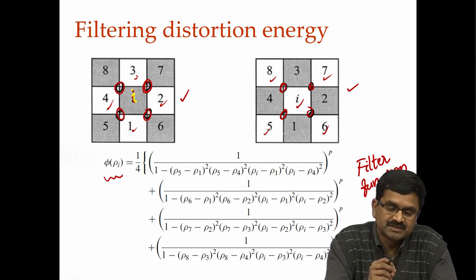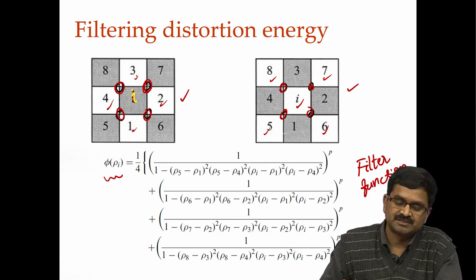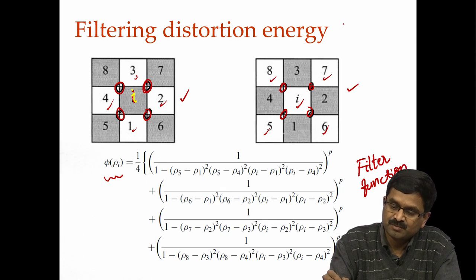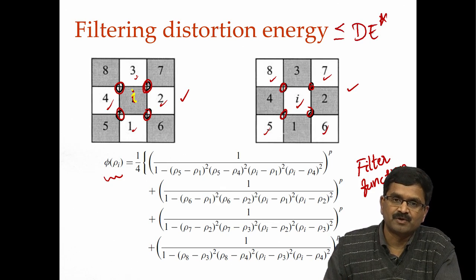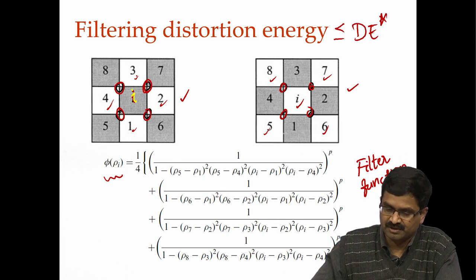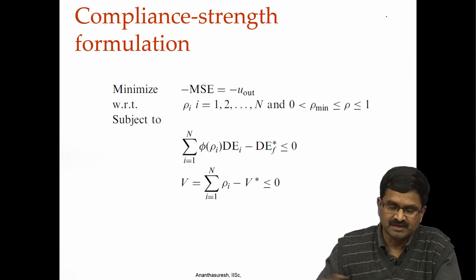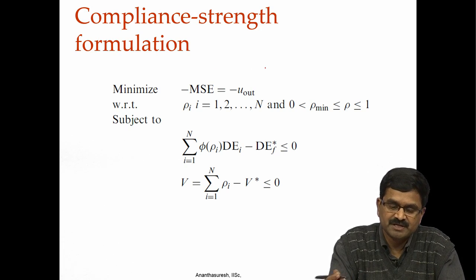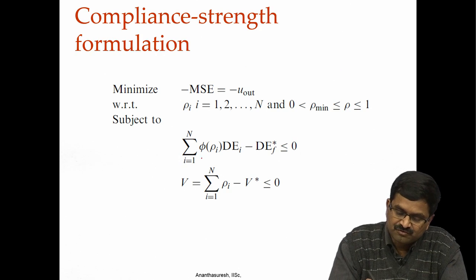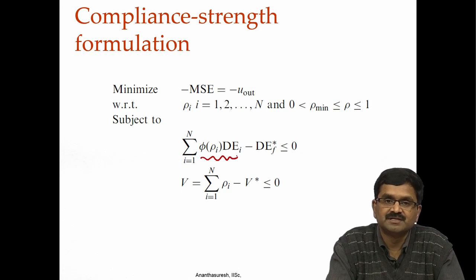Only for those things we should apply this distortion energy constraint, that this should be less than or equal to some value that you put as an upper bound, so that things do not bend a whole lot. So, if you do that, we can go back to our objective function of maximizing the output displacement, or minimizing the negative of that, subject to this filtered distortion energy constraint.